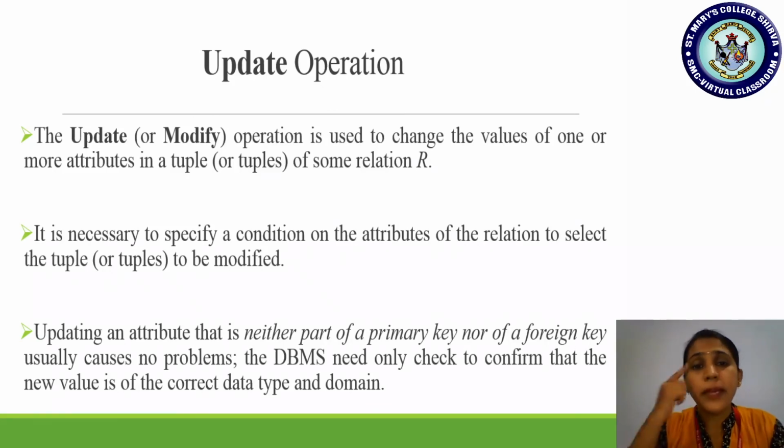So the update operation doesn't create a problem if you are not updating the primary key attribute value or the foreign key attribute. It doesn't cause any problem if they are not part of a primary key or a foreign key. It only checks, whenever new values are modified, whether the new values are of the same domain type or data type defined in the domain. What is that domain? As I told you, date is a domain, and what is the data type of date? Date type has to be entered.